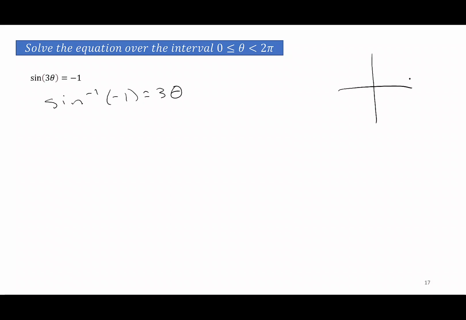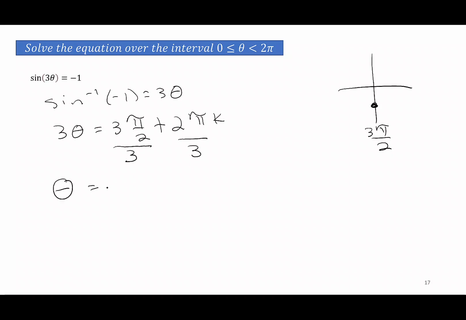Well, thinking back to our unit circle, we know that sine is negative 1 at 3 pi over 2. So I have that 3 theta is equal to 3 pi over 2. Because I have this 3 with my theta, I'm also going to put in the period of 2 pi k. Other solutions can come up because I have this coefficient of 3. To get to theta, I need to divide everything by 3. So I'll divide 3 pi over 2 by 3, and then I will divide 2 pi k by 3. This says theta is equal to pi over 2 plus 2 pi over 3 times k.